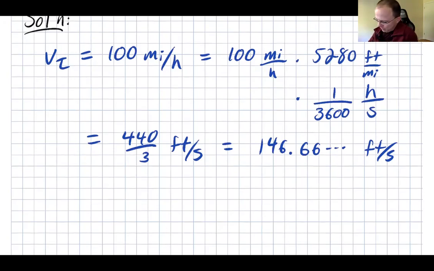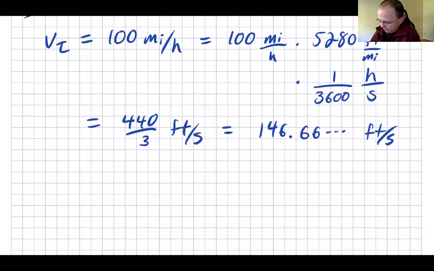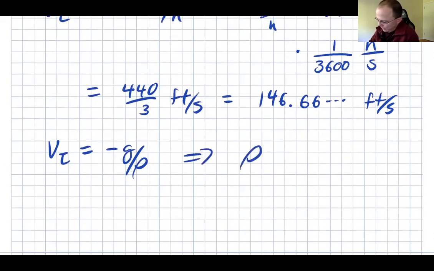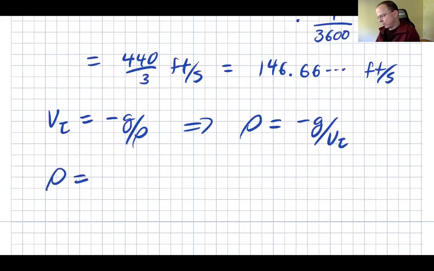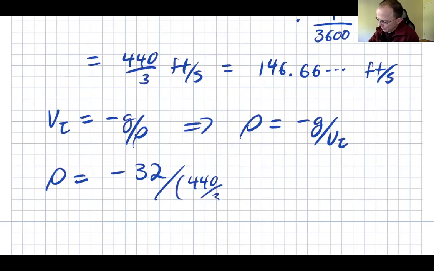And now we can determine what is the drag coefficient. So remember, the formula for terminal velocity is this, and so therefore the drag coefficient is given by -g divided by this terminal velocity. So our drag coefficient is going to be -32 because we're using feet in this problem, and then we're going to divide that by this terminal velocity, which is 440 over 3.